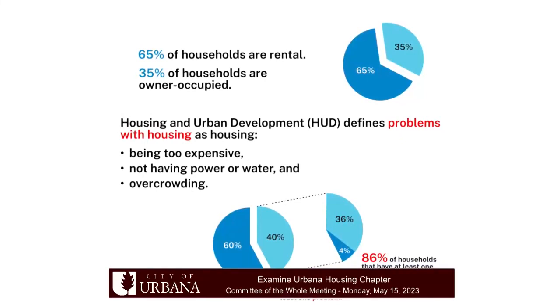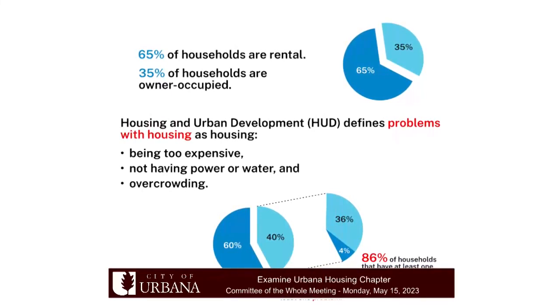We have data showing that a majority, or about two-thirds, of Urbana households rent. We also have some data related to what HUD defines as housing problems. These include cost burden, which HUD defines as paying more than 30% of a household's income on housing expenses, overcrowding, plumbing issues, and so on. The most commonly experienced of these locally is cost burden.